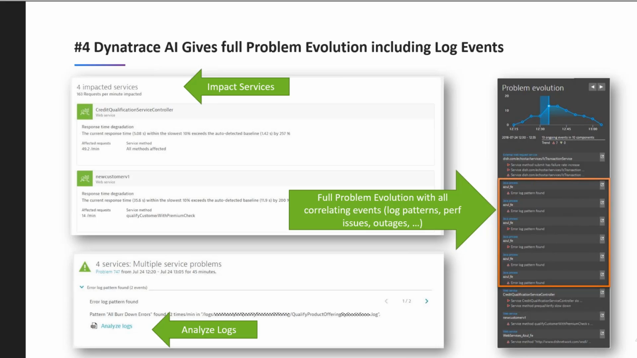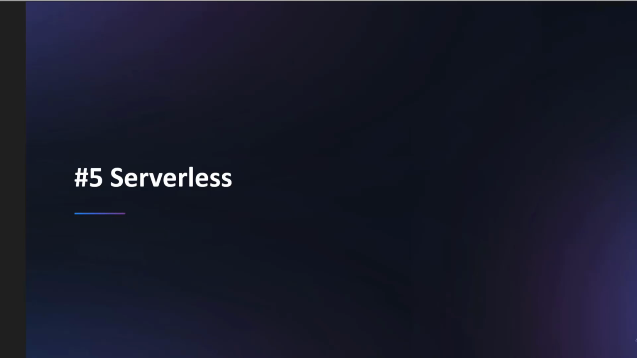And the great thing about this is all this data is also accessible through REST API, and a lot of our customers are now using this to automate remediation. Because if Dynatrace already tells me there is an impact, and here are the 5 log messages that came in in this sequence, then you can write scripts that automatically execute remediation actions based on the patterns here. All right. So next thing, serverless.